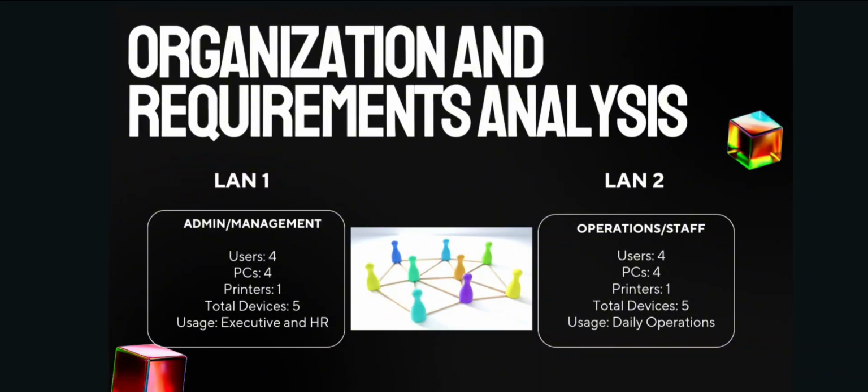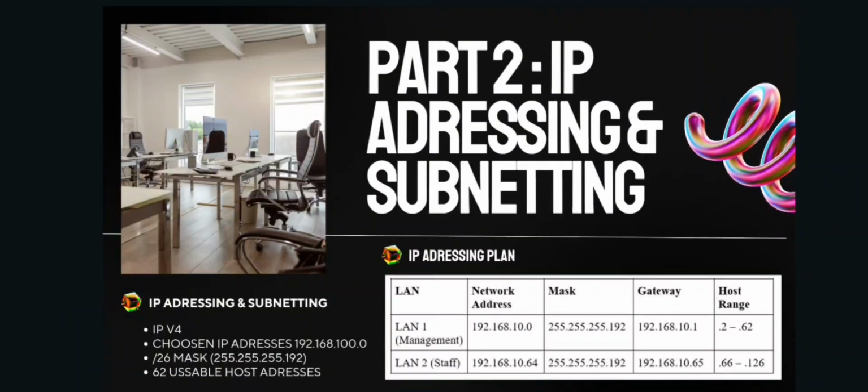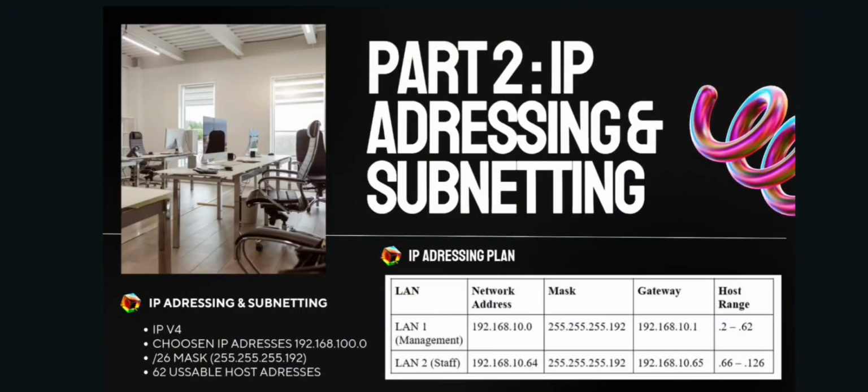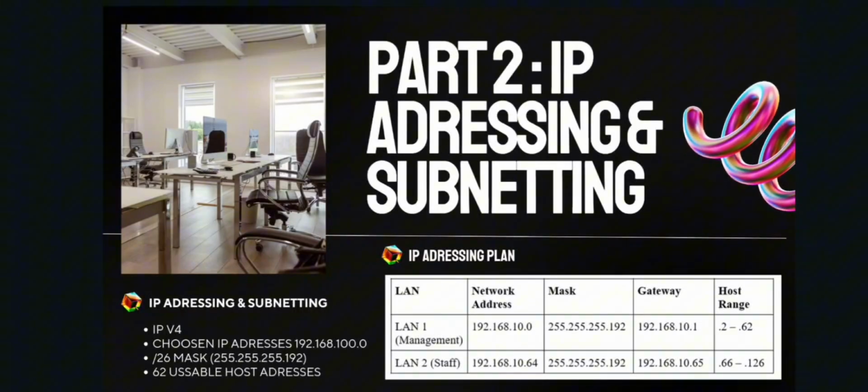The first one is for the admin or management, where there are 4 users who can access 4 PCs and 1 printer. These are primarily used for executive and HR tasks. The second LAN has the same devices, but is for staff or simple operations. These devices are frequently used in daily operations.